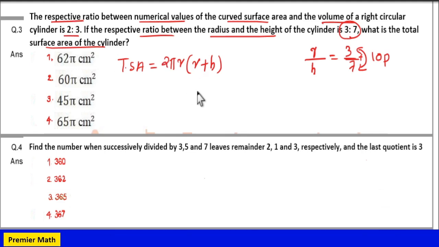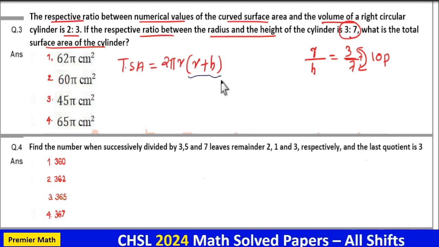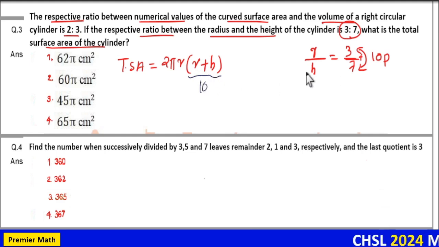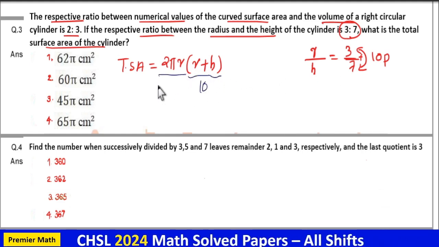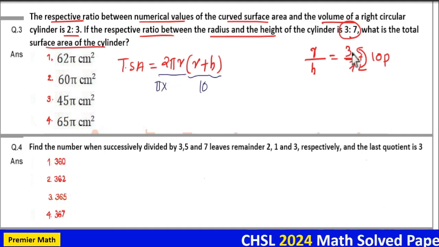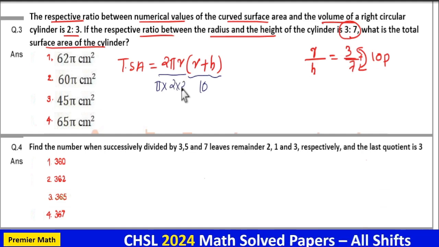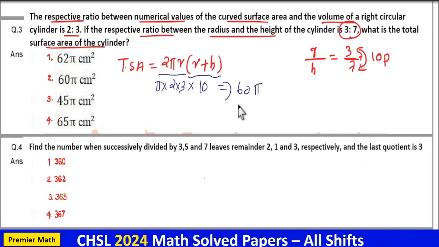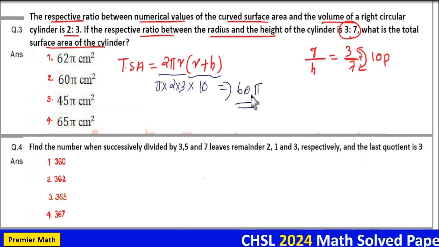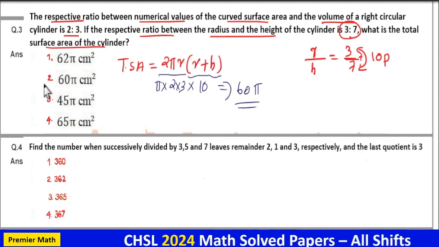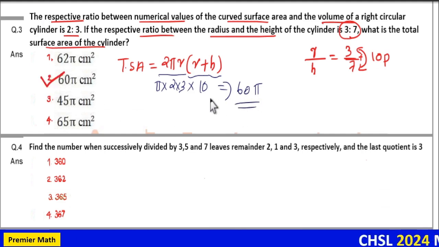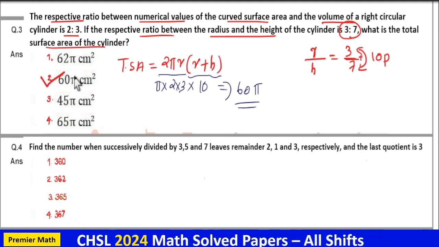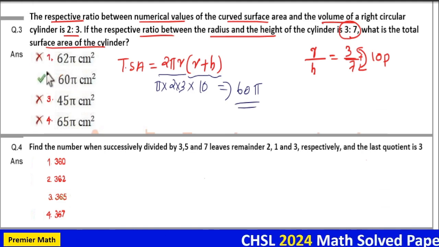Now here you can see, in the total surface area we have r plus h as 10 parts and 2 pi r, that is pi into 2r. Here r is equal to 3 parts. So 2 into r is equal to 2 into 3, that is 6. So 6 into 10 is equal to 60 pi. So this is around 60 pi or a multiple of 60 pi. Now if you look at the options, you can see 60 pi is in the options and no multiple of 60 is in the options. So we can choose 60 pi, option 2, as your answer.